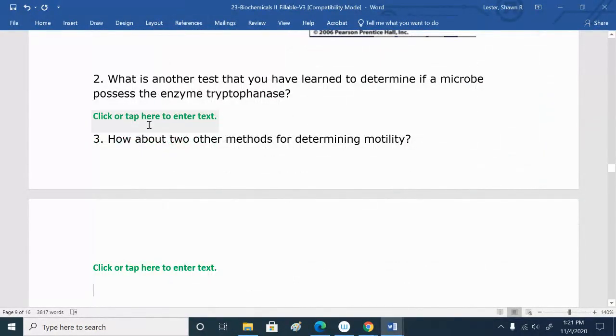But what's the other test we use to determine if bacteria have tryptophanase? I just talked about it. SIM medium, with the tryptone broth, right, to do the indole test.